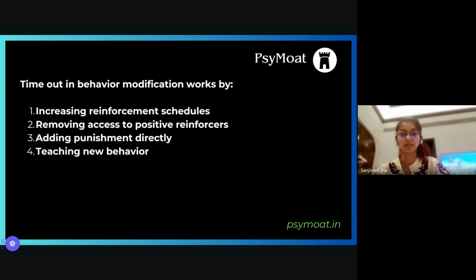Timeout in behavior modification works by increasing reinforcement schedules, removing access to positive reinforcers, adding punishment directly, or teaching new behavior. Yes, so removing access to positive reinforcers is what timeout is. Right? Okay.